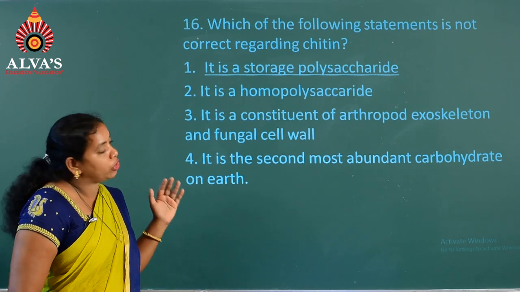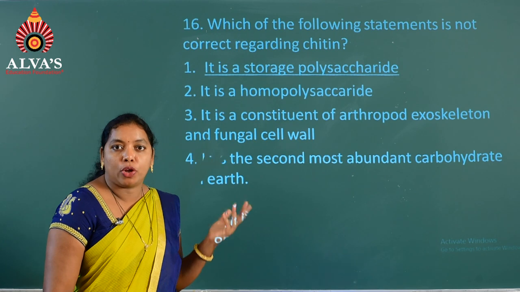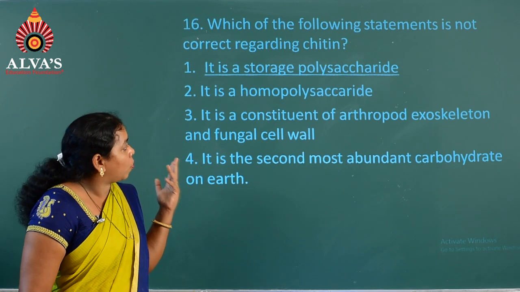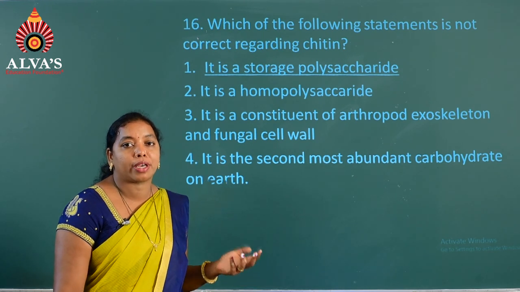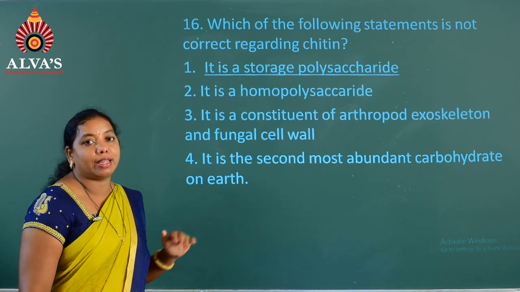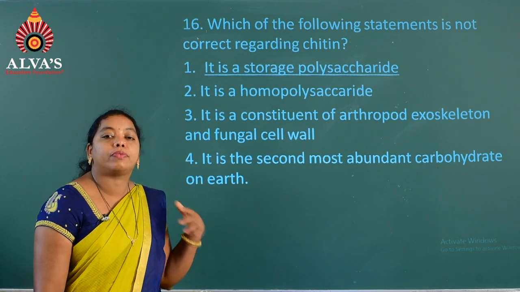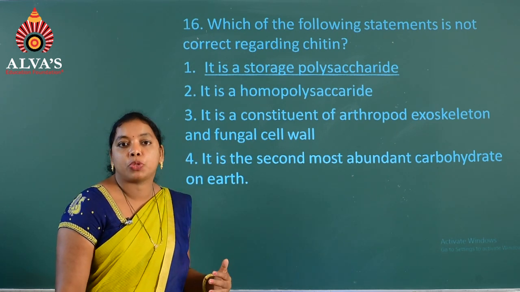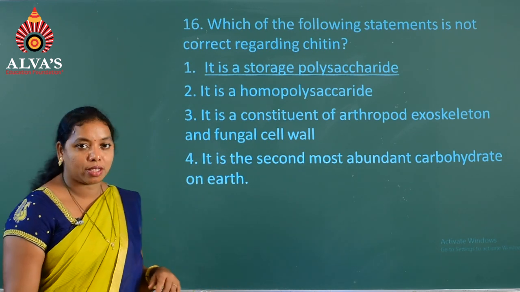So, we know that chitin is one of the important homopolysaccharides in the insect exoskeleton, and also the second most abundant homopolysaccharide, and it is a homopolymer. But saying it is a storage polysaccharide is wrong, because the storage polysaccharide is starch, not chitin. Starch is the storage polysaccharide in plants, whereas in animals we consider glycogen. Hence the first option is wrong. So, the answer for question number 16 is the first one.